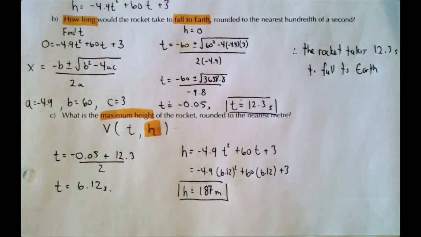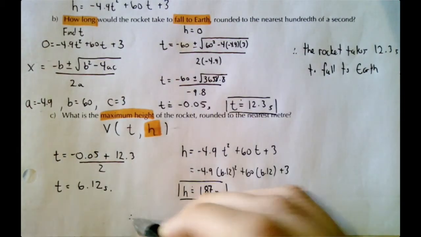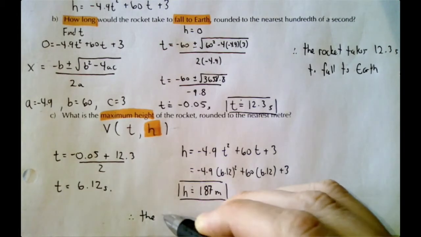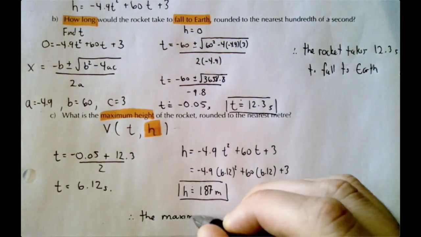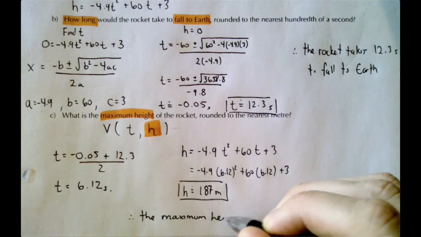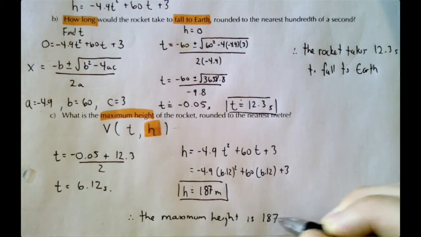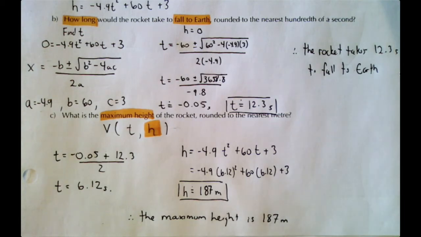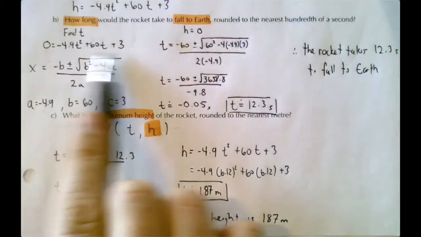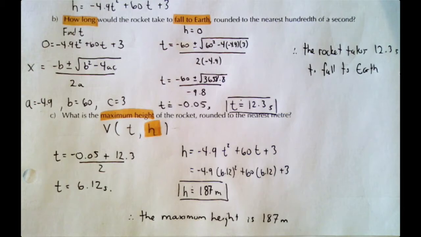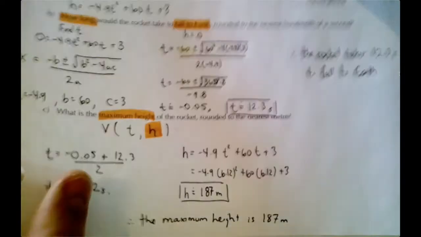And there we have it. The maximum height is 187 meters. Again, we could have completed the square on this. We just would have had to work with decimals and it would have been a little ugly, but we could have done it and we would have ended up with the same vertex. All right, let's try our last part, D.